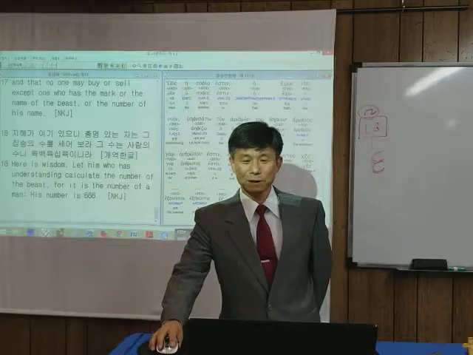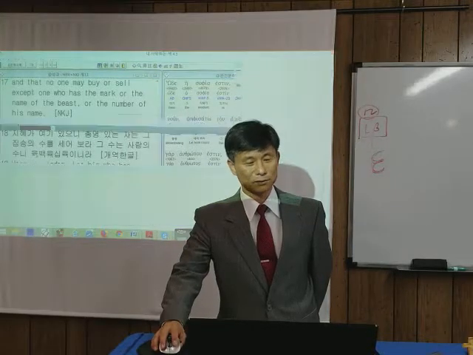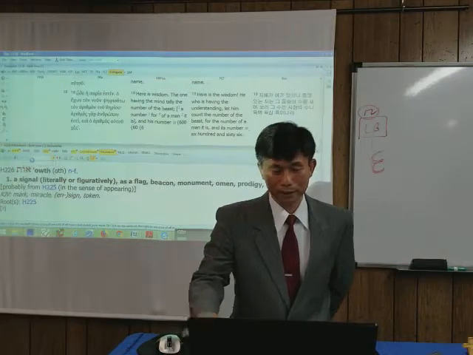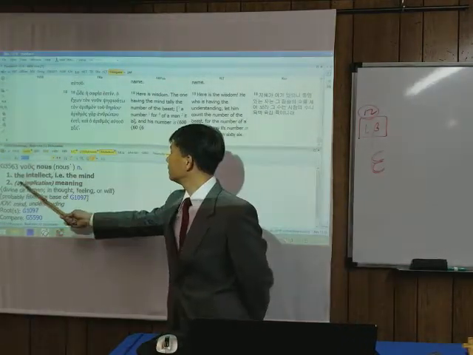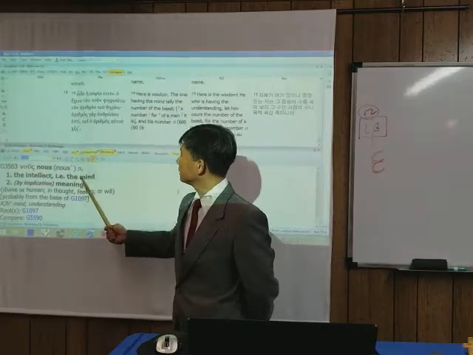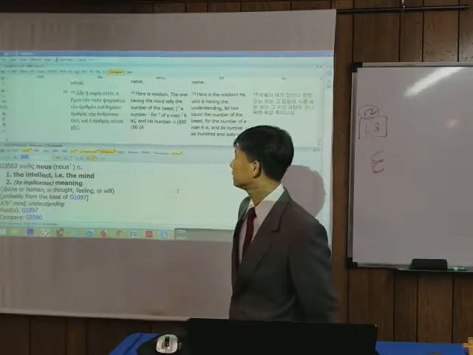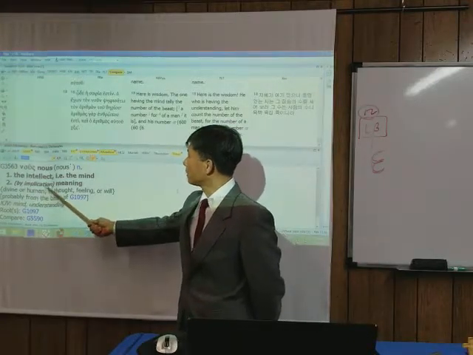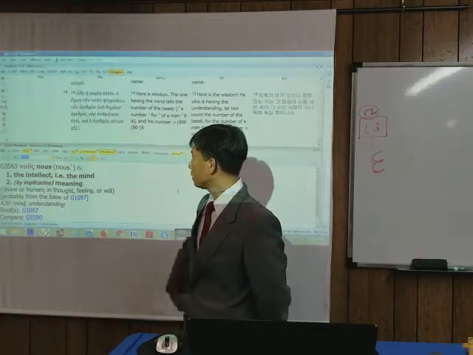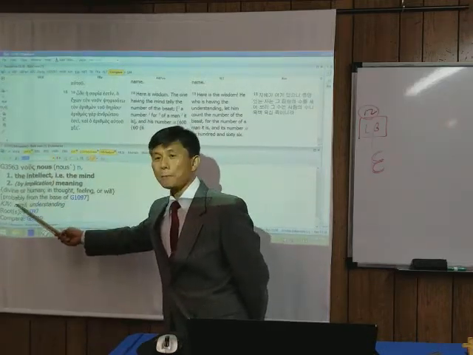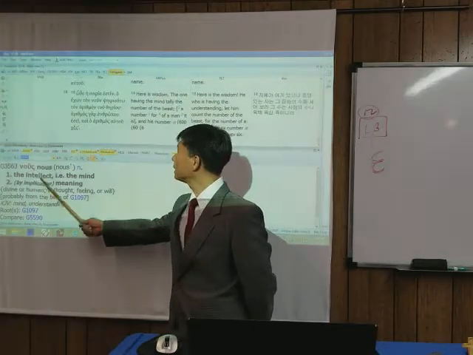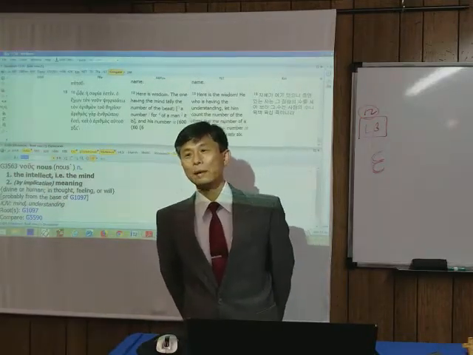So, nous is 3563, right? Let's go to the dictionary. 3563, in my dictionary, Strong's number. Nous. Nous is what? The intellect. There is an intellect. I.e., the mind, but it's like an intellect. You have to have an intellect. Okay? And then by implication, it says meaning. So without having an intellect, you don't know the meaning. That's why King James translates nous as either mind or understanding. Okay? But the dictionary says intellect. So you have to have the intellect.